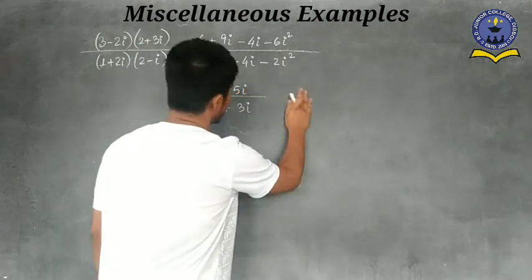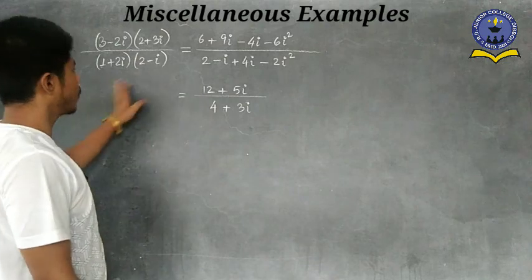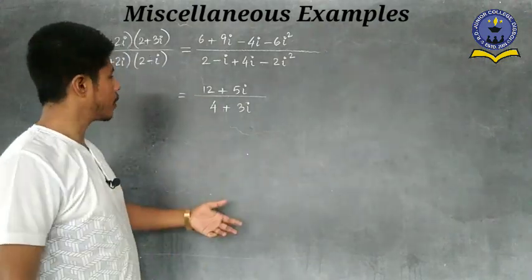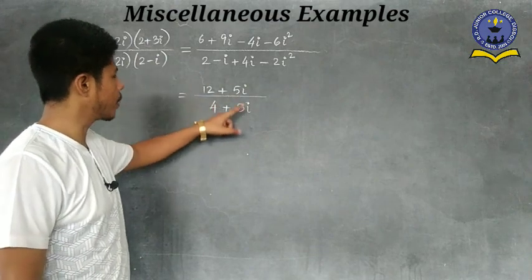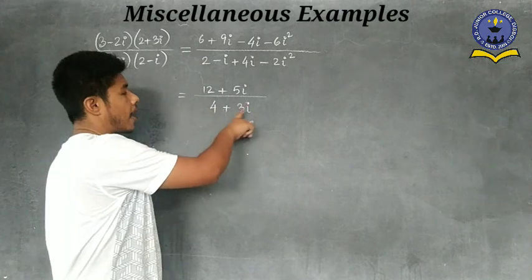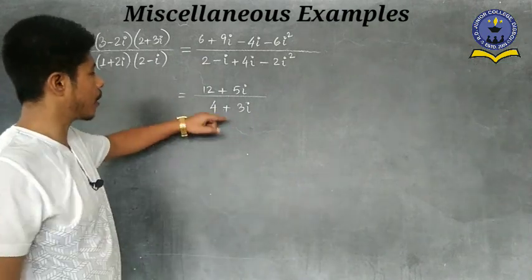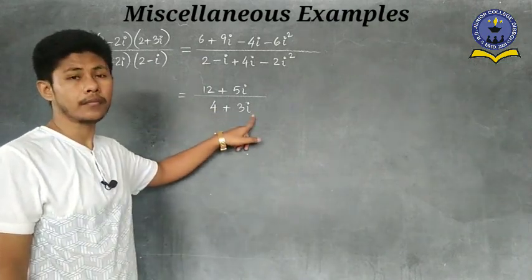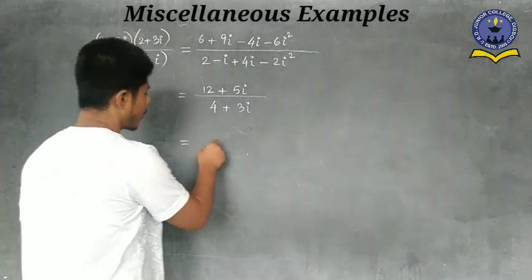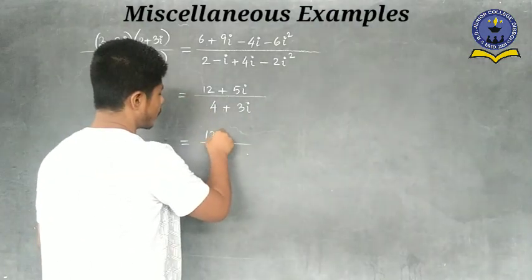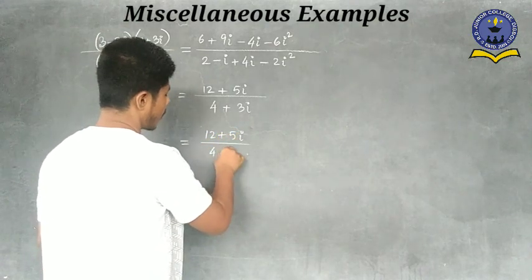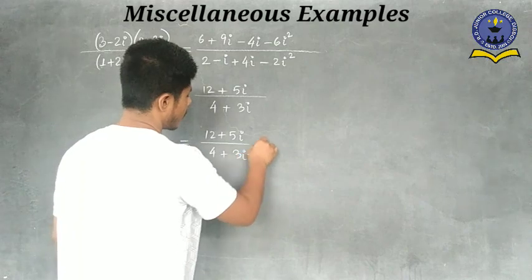Is it clear? After calculating this result, we get this form. Now what do you have to do? Again, we have to convert this into a plus ib form. To eliminate i from the denominator, we have to multiply by the conjugate. The conjugate of 4 plus 3i is 4 minus 3i. So we write 12 plus 5i in the numerator, and in the denominator 4 plus 3i.